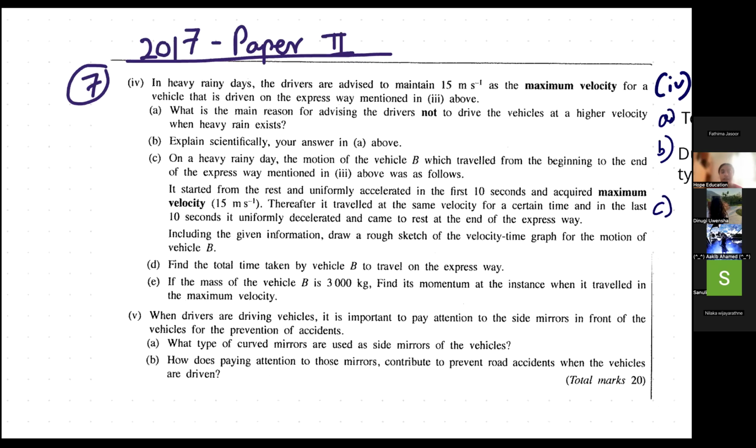On a heavy rainy day, the motion of the vehicle B, which traveled from the beginning to the end of the expressway mentioned in 3 above, the expressway we talked about earlier. It started from rest and uniformly accelerated in the first 10 seconds and acquired a maximum velocity of 15 ms minus 1. Thereafter, it traveled at the same velocity for a certain time. In the last 10 seconds, it uniformly decelerated and came to rest at the end of the expressway. Draw a rough sketch of the velocity time graph for the motion.